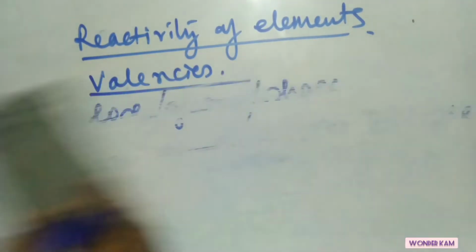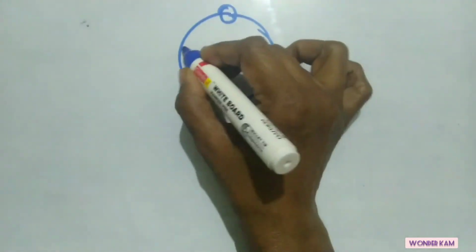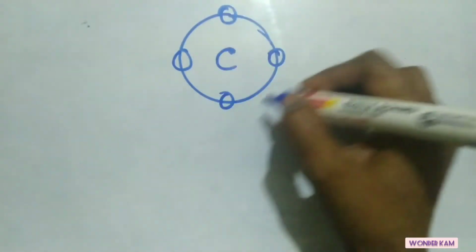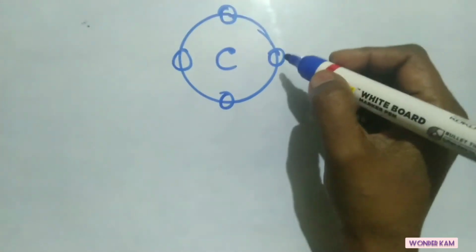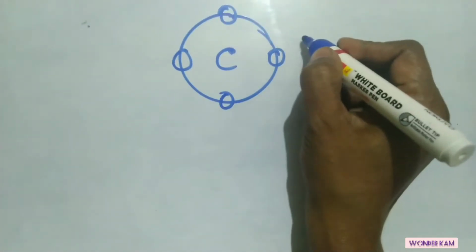If you noted, I told you about sharing of electrons, that is in the case of carbon. Carbon has 4 electrons in its valence shell. I am just talking about the valence shell, the outermost orbit of carbon. It consists of 4 electrons, so it can share 4 more electrons.